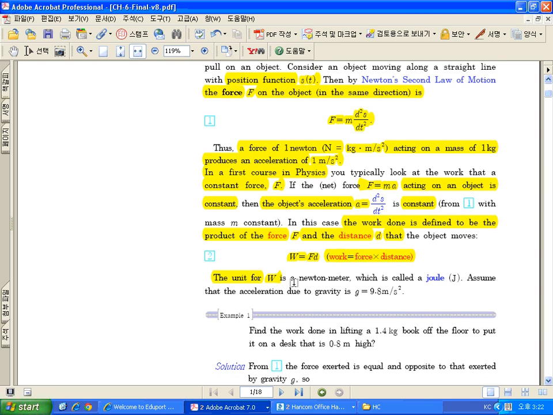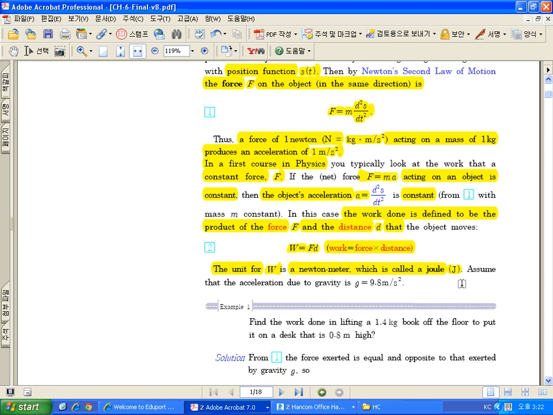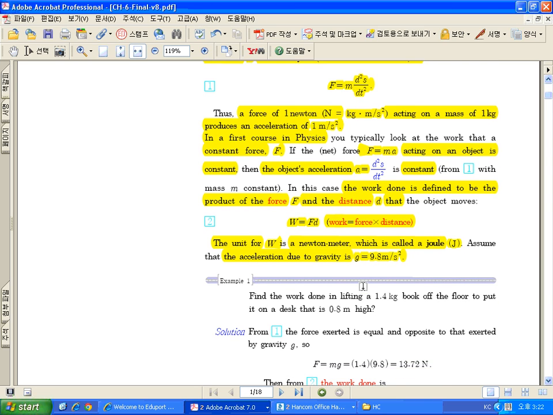The unit for W is a Newton meter, which is called the joule, J. And we assume the acceleration due to gravity is 9.8 meters per second squared. We denote it as g.